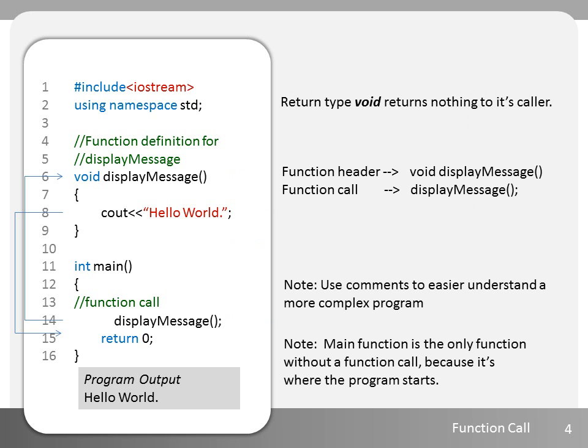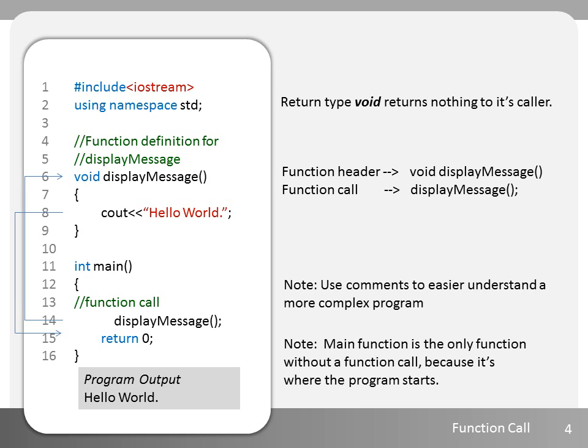Now, I want you to notice that the function displayMessage that was called is a void function. Functions have the capability of returning data to their caller, such as the main returns a 0 to the compiler. In the case of a void function, it will only execute the code it contains. In this case, it displays a message. And then it terminates and goes back empty-handed to its caller to continue where it left off.